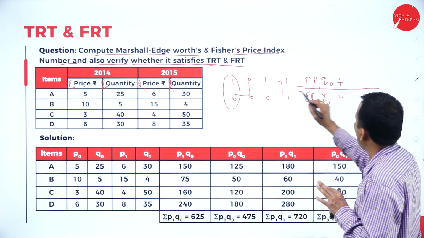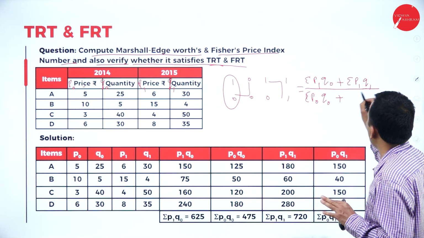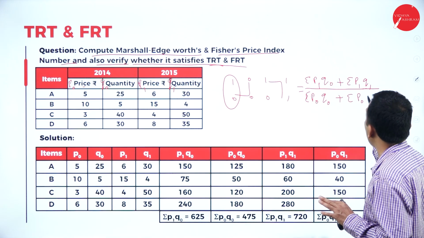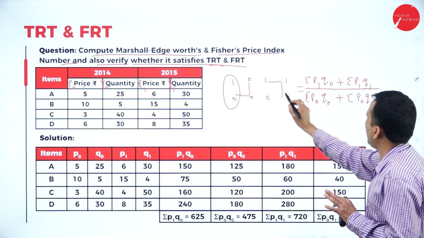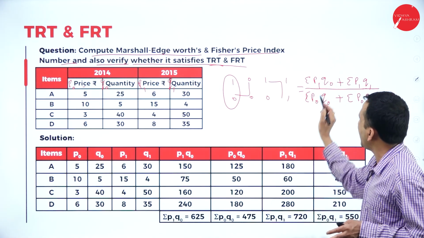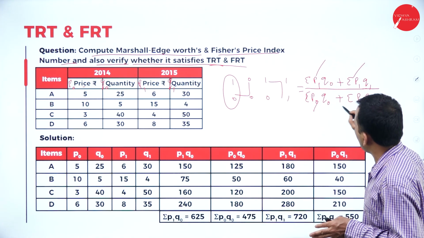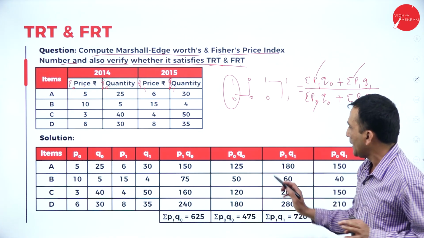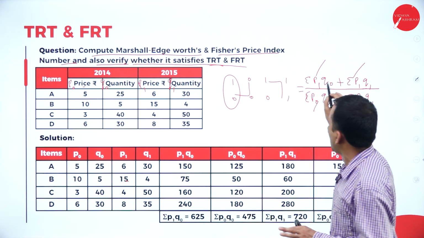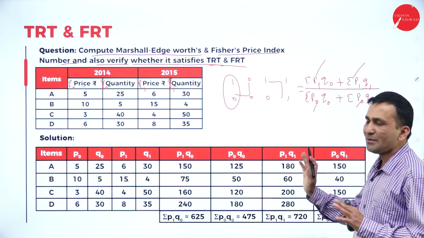Even for Paasche's index we are writing sigma P1 Q1 divided by sigma P0 Q1, okay. Whatever it is there, we know the formula. According to this formula we try to construct. First we need to find this one, then this one, and this one last. So according to the formula, we need to construct a table; there are 4 columns required.